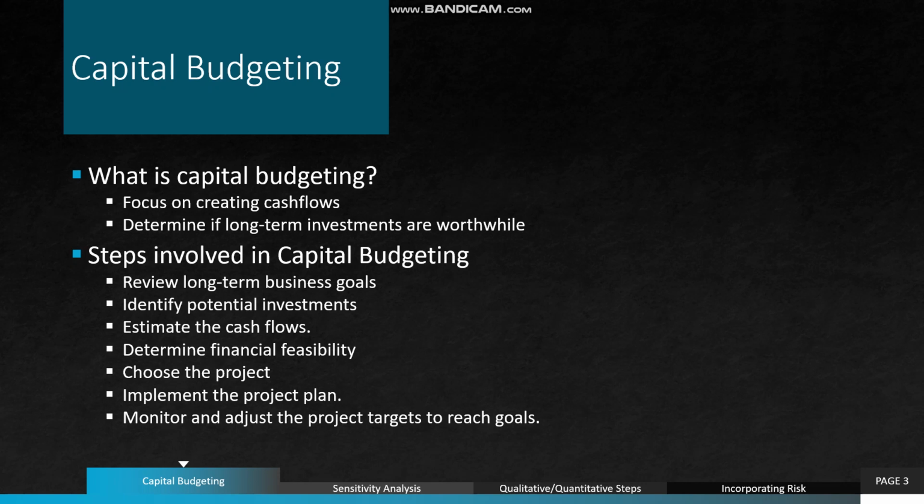Each of these investment projects comes with inherent risk, and the capital budget analysis helps determine whether that long-term investment is worthwhile or not. In order to decide which investment projects to pursue, several factors must be accounted for. What are the long-term business goals, and what are we trying to achieve? Identify potential investment proposals, estimate cash flows the project will produce. What is the financial feasibility, or can we actually afford to do this?